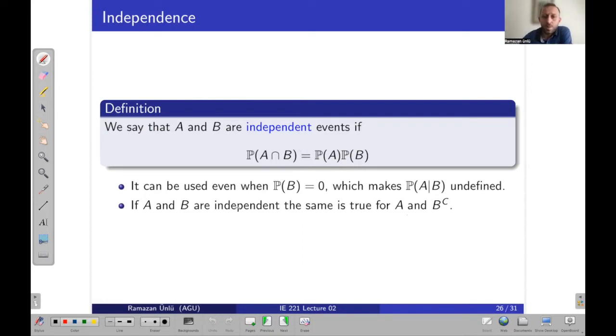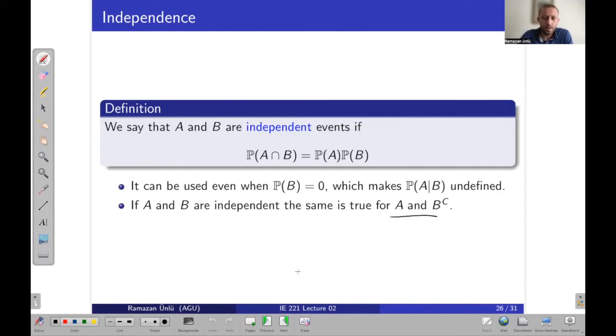And this equation can also be used when the probability of B is equal to 0. If you remember, that will make the probability of A given B undefined. And also, this is the same for A and B complements. So you can check this one from the book questions, and you can test yourself. Okay, so I can say that if an event doesn't give any information about the other event, we can say that these are independent.